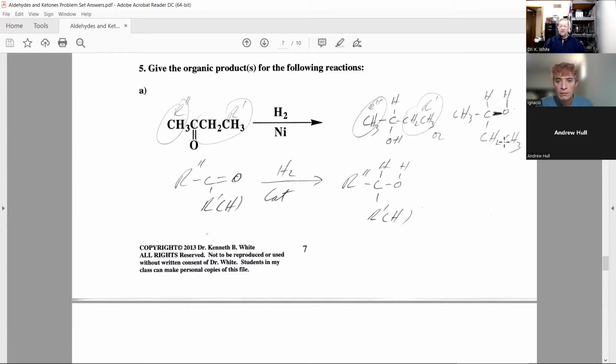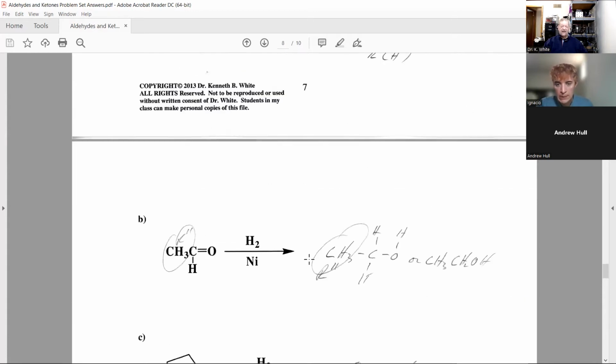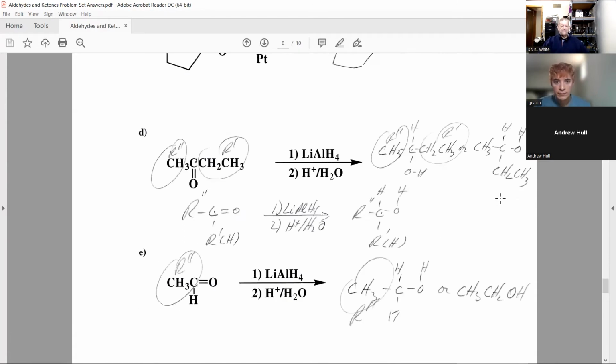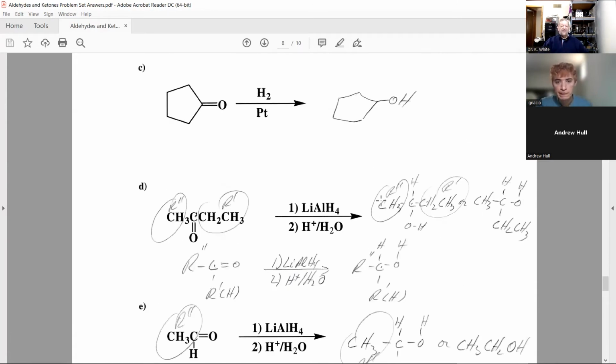Now, you could have also written it this way. Either way is correct. And same thing here. Break the pi bond. Each atom of the carbon-oxygen double bond gets a hydrogen, and everything else stays the same. And if I have a ring, same thing. Break the carbon-oxygen double bond. You don't show the hydrogen on the ring, but the oxygen gets a hydrogen.